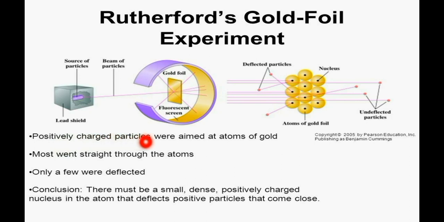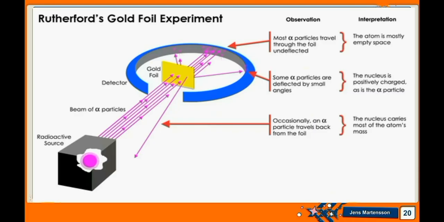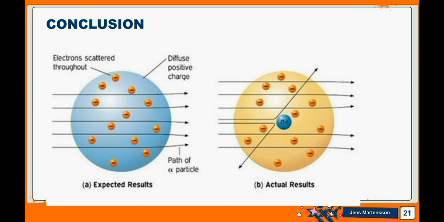Positively charged particles were aimed at atoms of gold. These are the atoms of the gold. If you see the microscopic view, this is what you get. Now what is the conclusion that he got on the basis of the above observation? Rutherford in 1911 made the following observations which we are going to discuss right now.